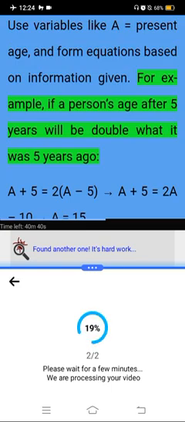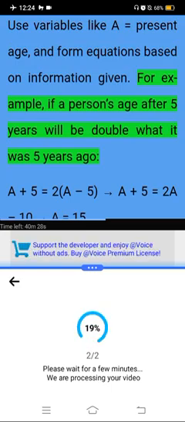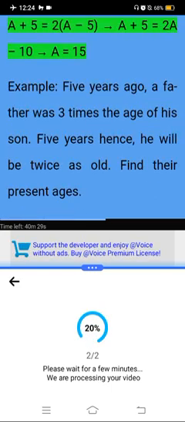For example, if a person's age after 5 years will be double what it was 5 years ago: A plus 5 equals 2(A minus 5), so A plus 5 equals 2A minus 10, so A equals 15. Example: 5 years ago, a father was 3 times the age of his son. 5 years hence, he will be twice as old.